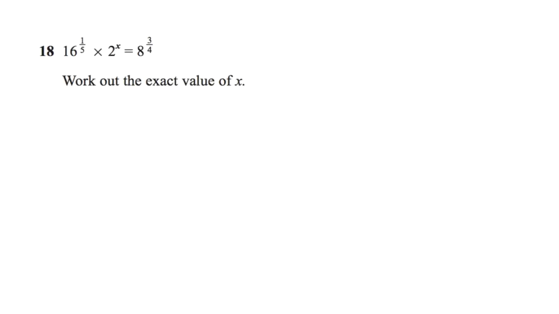So question 18 is all about indices. So it's very important that you have a strong understanding of the main indices rules. On the left-hand side of the equation, we have 16 raised to the power of 1 over 5 times 2 raised to the power of x. My first step is to convert 16 to a base number, that is 2 raised to the power of unknown. Now we need to ask ourselves this question. How many times do I need to multiply 2 by itself to equal 16? Well, the answer is 4 times. So 2 times 2 times 2 times 2 equals 16. Therefore, 2 raised to the power of 4 equals 16.